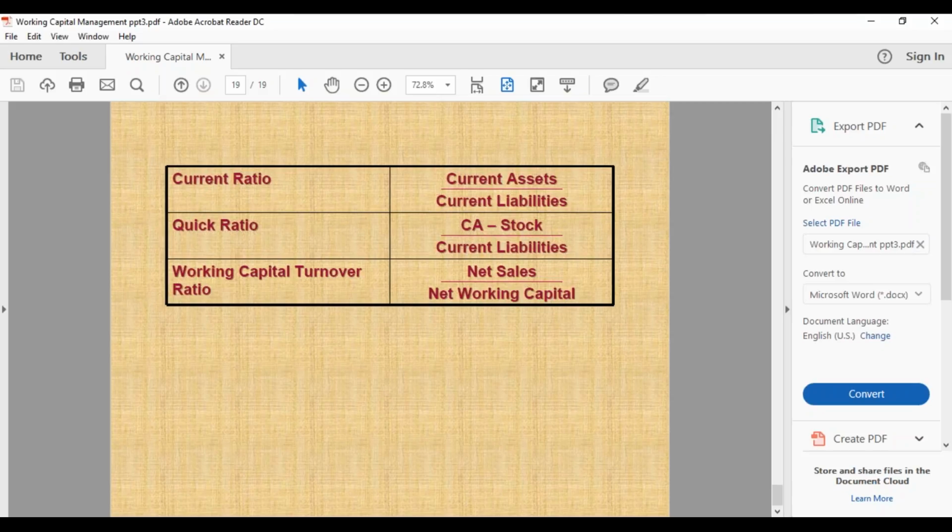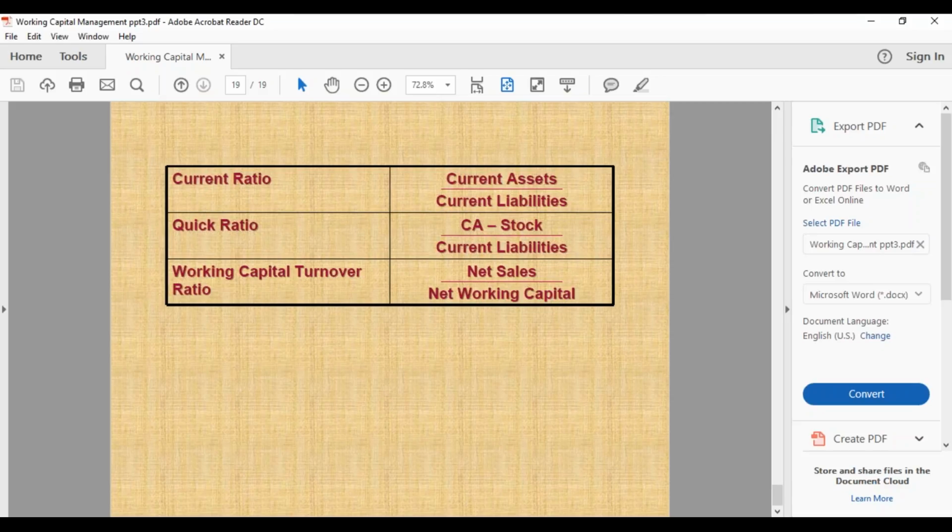Yes, sir. We will apply the formula current assets upon current liabilities. The current assets are 5 million, and the current liabilities are 2 million. We will divide 5 by 2, and so we will get 2.5. The current ratio will be 2.5.